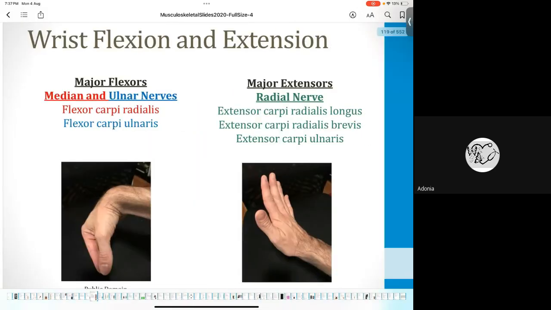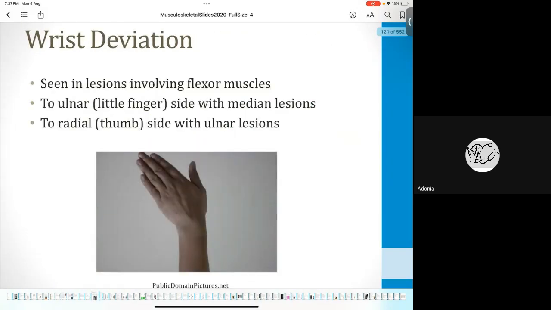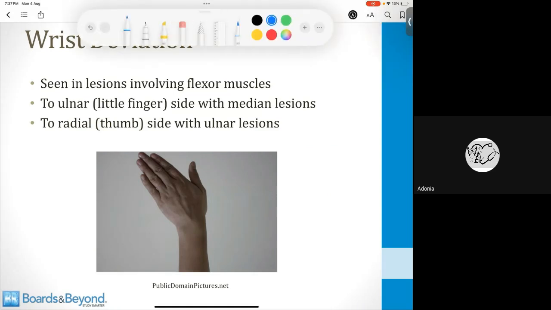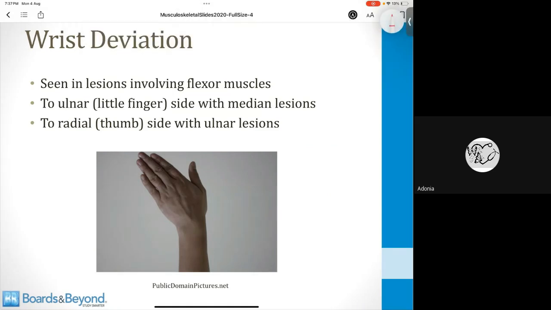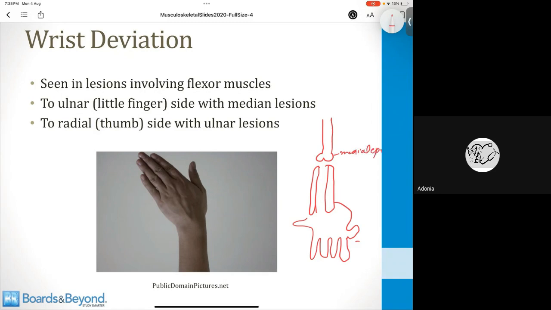So let's discuss wrist deviation. That's really important, and really simple as well. Remember we discussed, for example, let me just draw your humerus, your ulna, and your radius, and let's suppose this is your thumb and your fingers. Let's suppose we have the medial epicondyle and the lateral epicondyle.